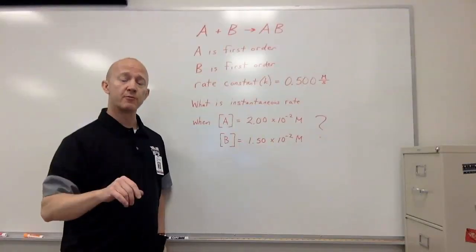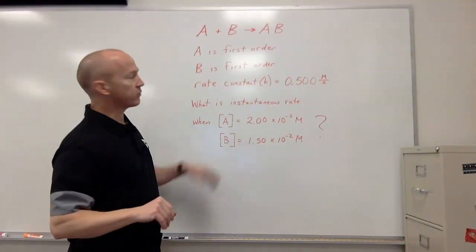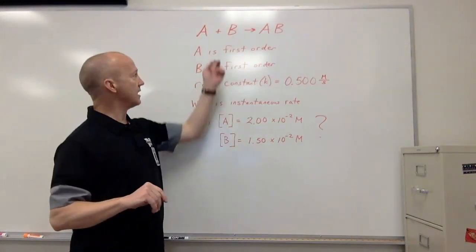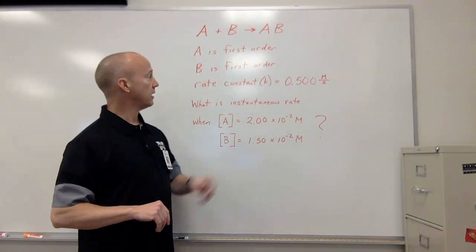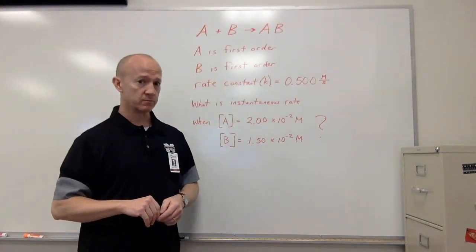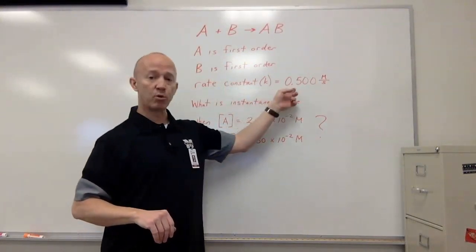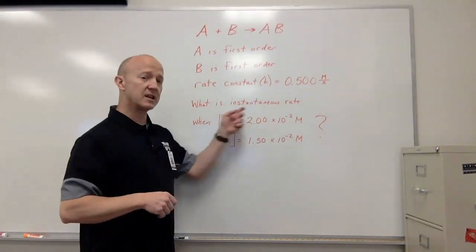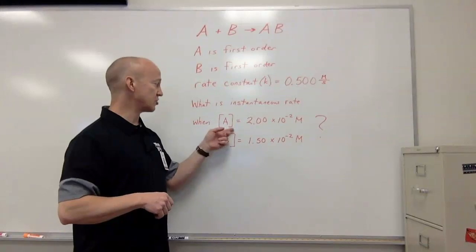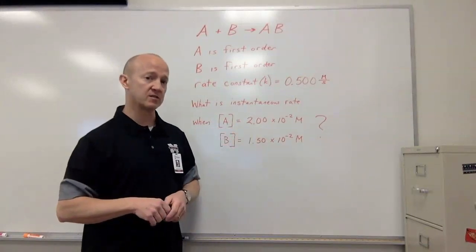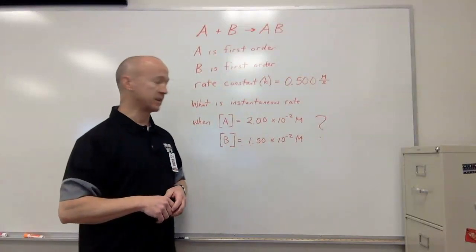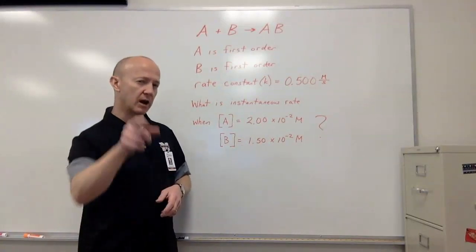Okay, so here's your problem for the day. Let's say we have this generic reaction, A plus B yields AB. And let's say that A is first order and B is first order. The rate constant is 0.500 moles per liter second, or molarity per second. What is the instantaneous rate when the concentration of A is 2 times 10 to the negative second molar, and the concentration of B is 1.5 times 10 to the second molar? All right, go get them.